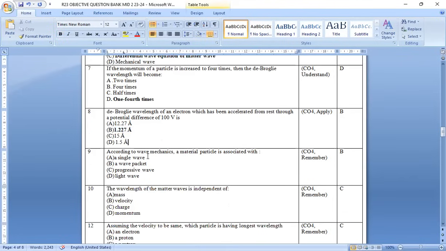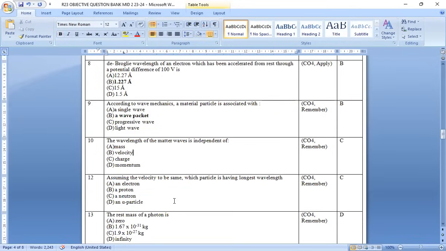According to wave mechanics, a material particle is associated with a wave packet. Yes, exactly. Option B is the right answer. The wavelength of matter waves is independent of charge. Yes. Option C is the correct answer.